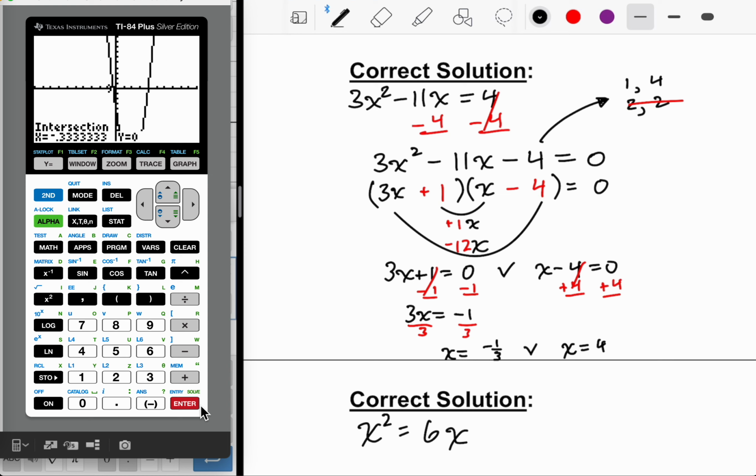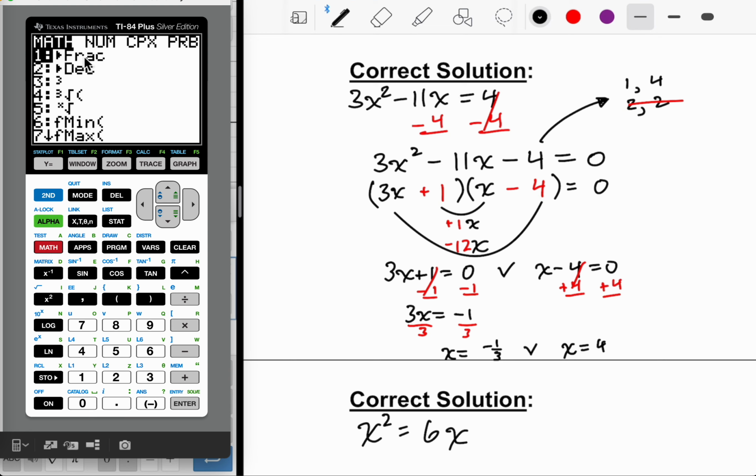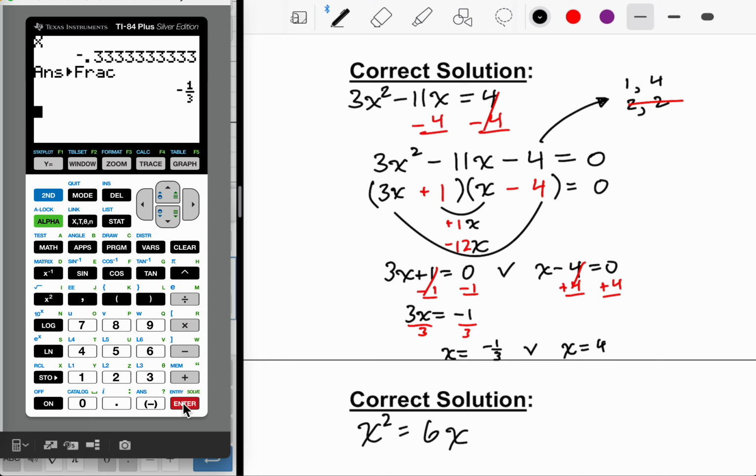If you're not one of those people, that doesn't mean that you're lost and you're not going to get stuff right. You just have to do an additional step. That additional step would be going into the home screen. So second mode to quit. You see above mode it says quit. If I hit the X key, it'll bring up that decimal value, that negative 0.3 repeated. Then from there I would just hit math, convert it over to fraction form, math frac, and it'll convert it to the negative 1/3 for me. All right, so we'll get there. It's just a question of how many steps it'll take to get there.